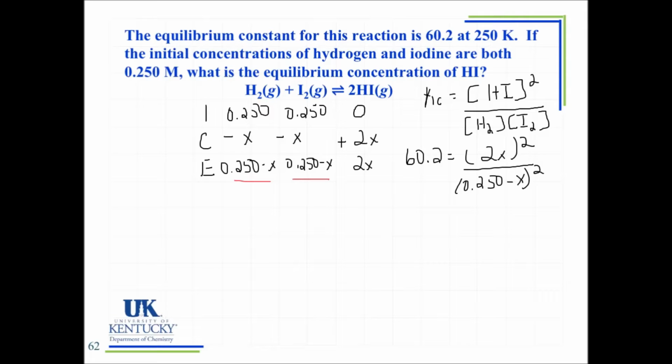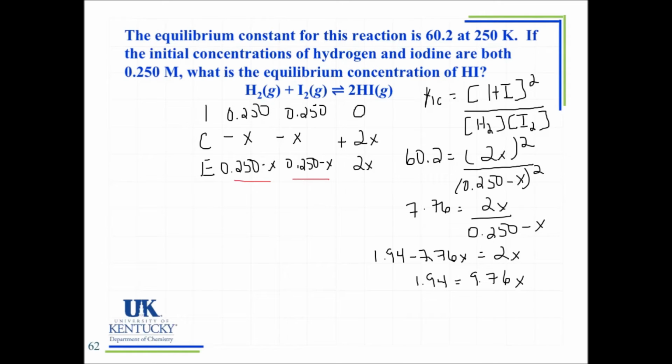Because the value of K is so large, I can't make any simplifying assumptions. However, I can make a mathematical simplification by taking the square root of both sides. And this works because I have a square on both the numerator and the denominator. And when I do that, I find that I get 7.76 equals 2x over 0.250 minus x. And I can use my algebra skills to solve for x, and so I end up with 1.94 minus 7.76x equals 2x. Then 1.94 equals 9.76x. And finally, the value of x is equal to 0.199.